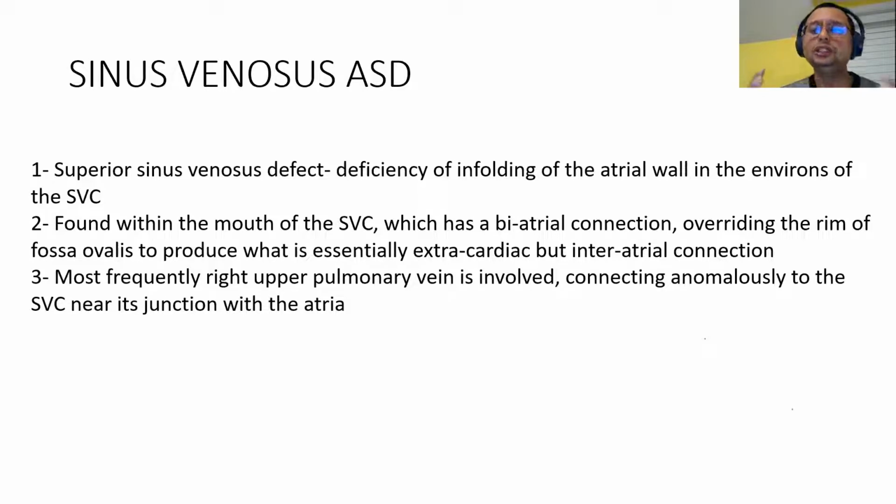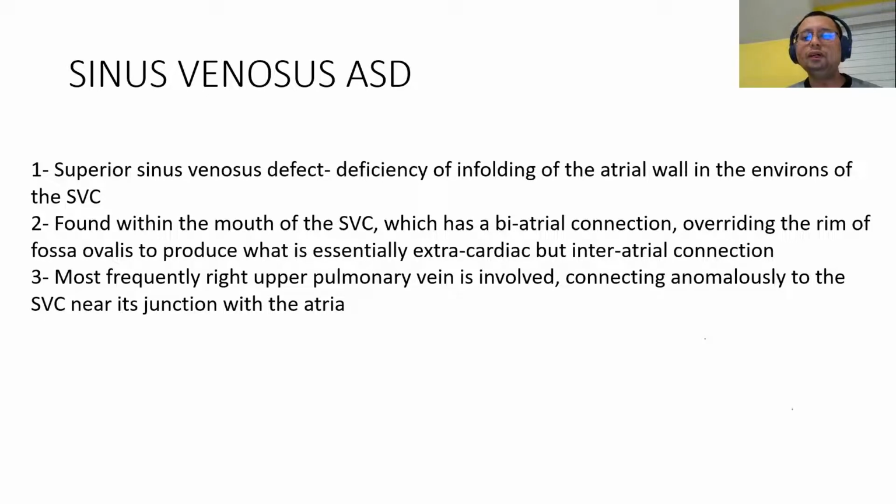Now, during embryological development, you have 4 pulmonary veins that go into a common chamber called the common pulmonary vein chamber. This chamber should incorporate into the left atrium. Everything should incorporate into the left atrium. Otherwise, if it doesn't incorporate into the left atrium, you have total anomalous pulmonary venous connection.